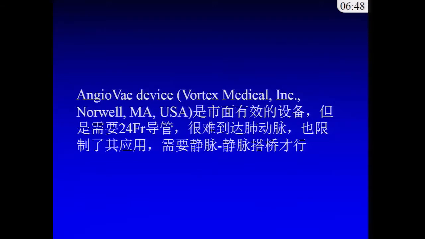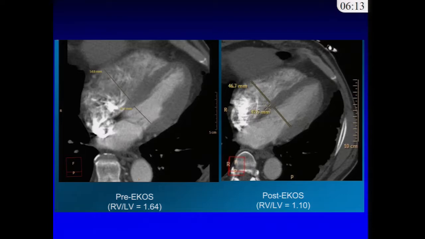Now, we can use different techniques or different equipment, for example the AngioVac device. But this one needs a 24 French catheter, venous access, and we need venous bypass. In the treatment of patients, if we do anything simple, cheap, and successful, this is the best for the patient.